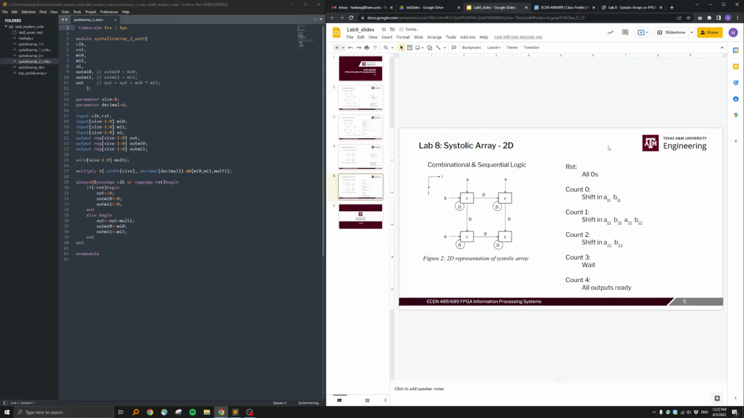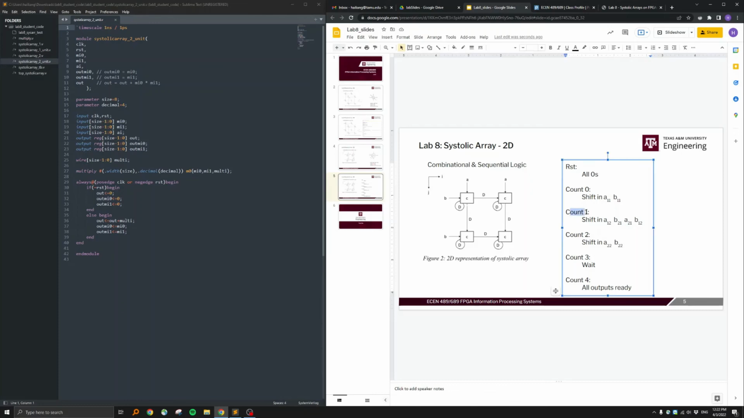I would recommend to handwrite this scheduling and actually know why we have this. For example, for the reset, we have all zeros internally reset here. D here means we have registers here. For the first count, we shift in A11 and B11 here, and also we can have A11 times B11 then.